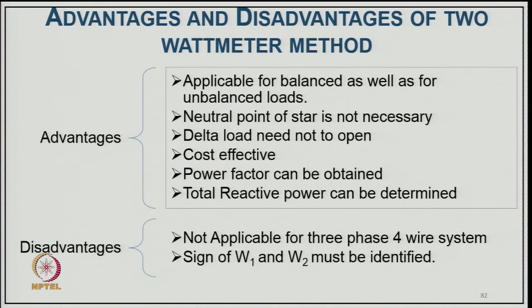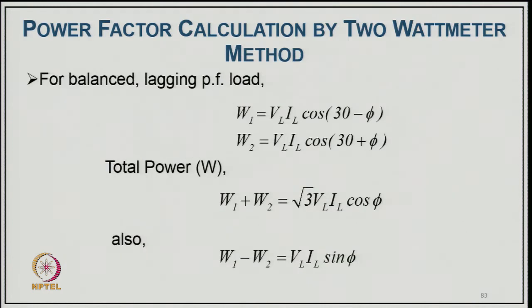Now, coming to the advantages and disadvantages of the 2 wattmeter method. The advantages are: it is applicable for balanced as well as unbalanced load, the neutral point of the star is not necessary, the delta load need not be opened, it is cost effective, the power factor can be obtained, and the total reactive power can be determined. The disadvantages are: it is not applicable for a 3 phase 4 wire system, and the sign of W1 and W2 must be identified.